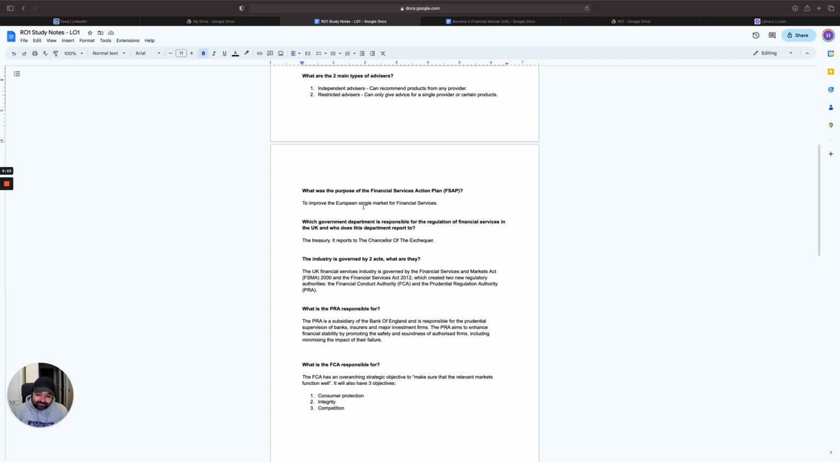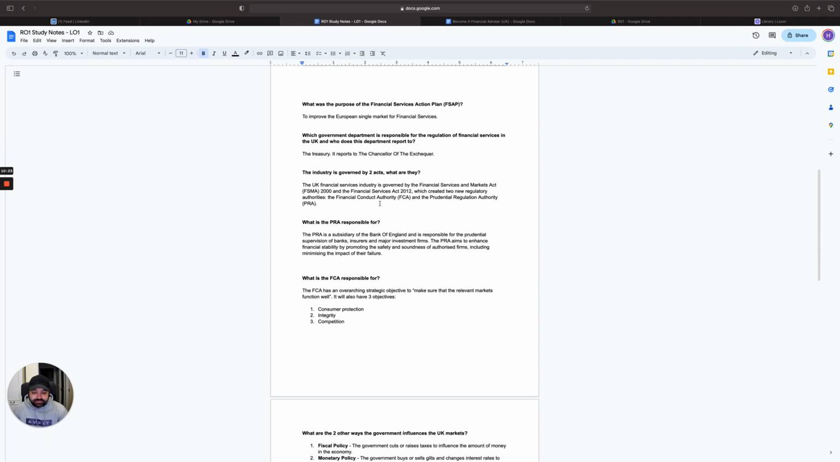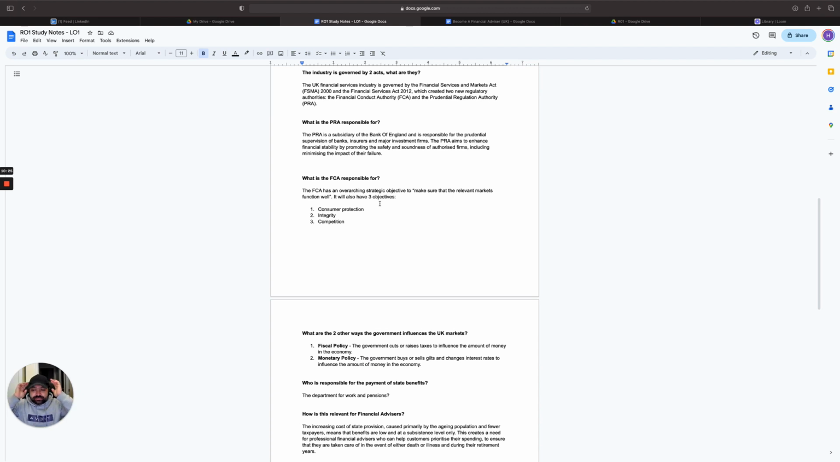Okay, so what is the FCA responsible for? The FCA has an overarching strategic objective to make sure that the relevant markets function well. That's what the FCA does. It has three objectives: consumer protection, integrity, and competition. So, protecting the average consumer from financial firms, integrity, and competition.